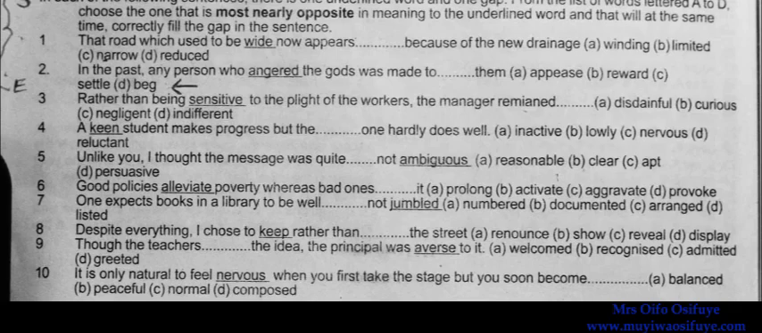Now the second example we have is: In the past, any person who angered the gods was made to dash them. We have our options. Option A, appease. Option B, reward. Option C, settle. Option D, beg.